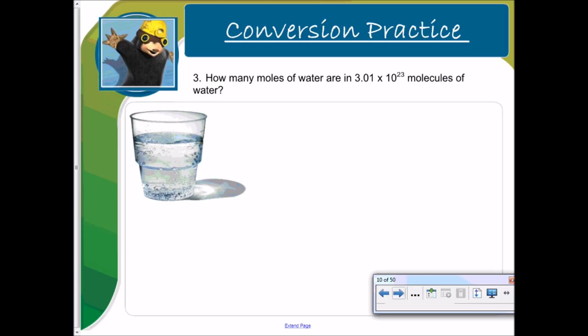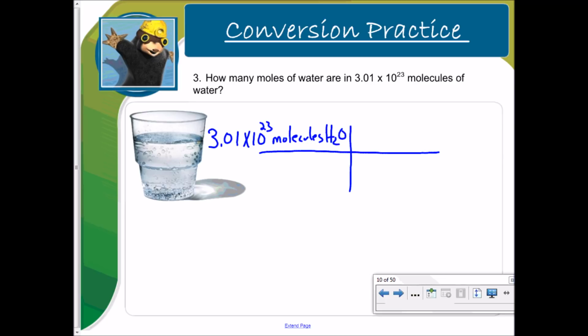How many moles of water are in 3.01 times 10 to the 23rd molecules of water? So we start by writing down our given, 3.01 times 10 to the 23rd molecules of water. We want to get rid of molecules, so we'll put it on bottom so it will cross out. And we do know a relationship between moles and molecules. It's that 1 mole is equal to 6.02 times 10 to the 23rd molecules.